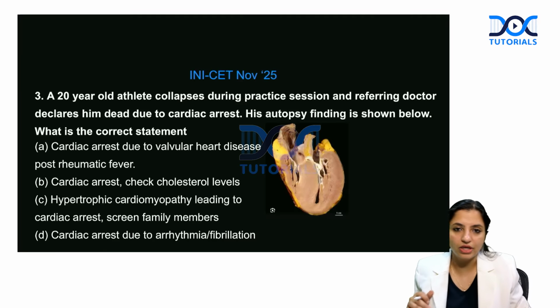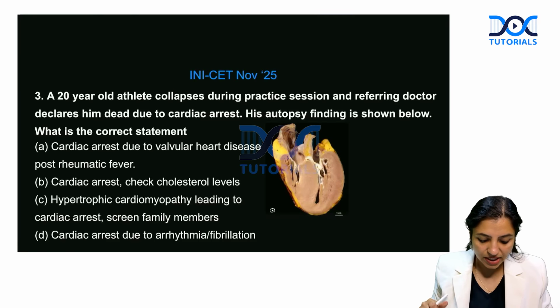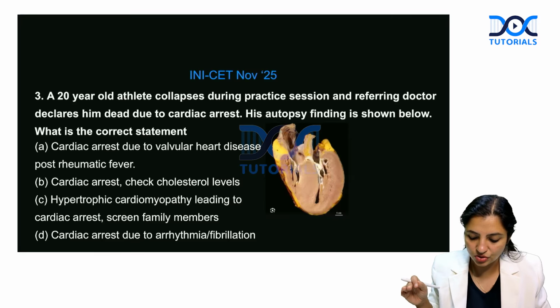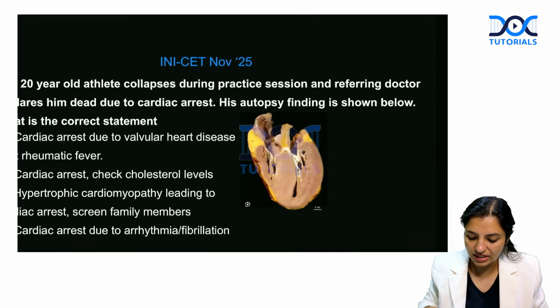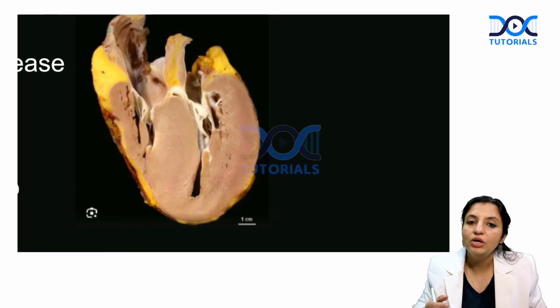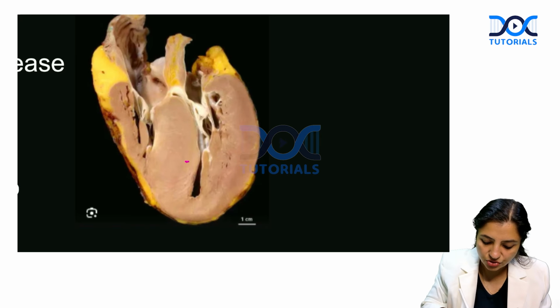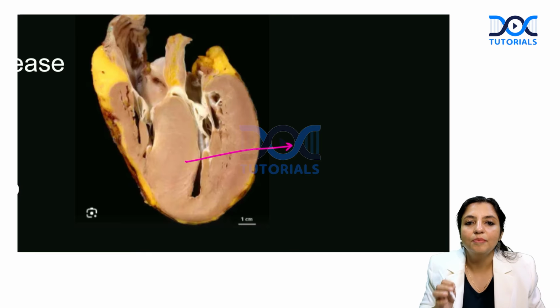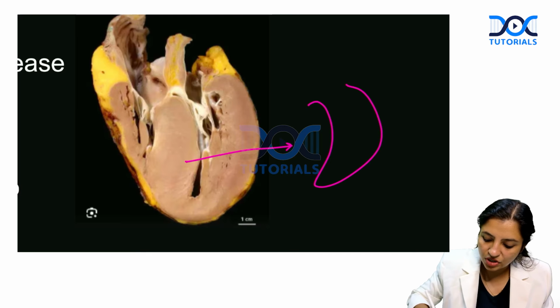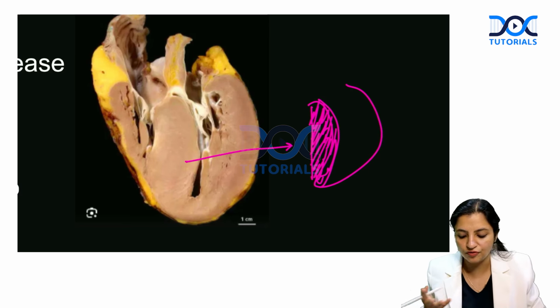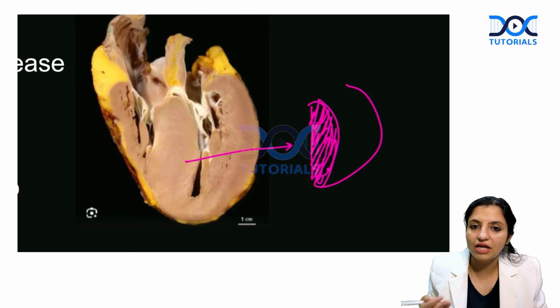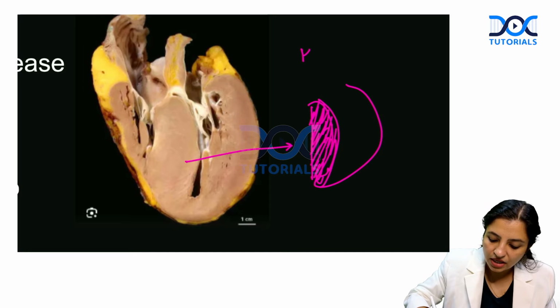Let's come to the next question here. This question says that this is a 20-year-old athlete who collapses during a practice session and dies due to cardiac arrest. His autopsy finding is given, and it is so classic. This is a typical banana-shaped heart, because there is proliferation and thickening of the septa, and this increased thickness of the septa causes outflow obstruction also. That is an important cause of immediate death. So this is very typical HOCM.